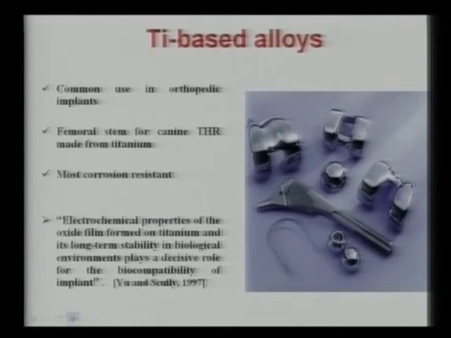Some of the titanium based alloys which are used in orthopedic applications are shown. As you can see, these titanium alloys are available in different sizes as well as different shapes. You can get titanium balls, you can get a titanium femoral stem here. All these applications are possible because of the combination of properties that they exhibit, as I just mentioned.